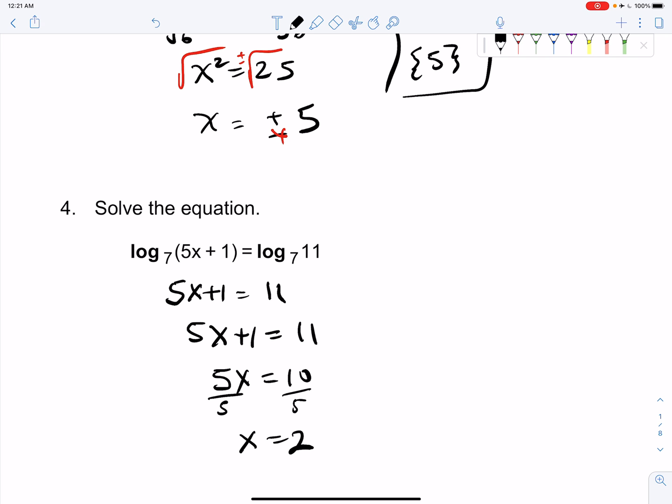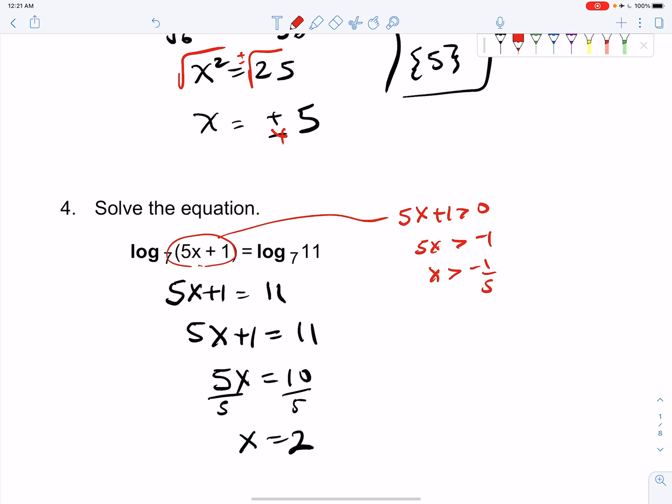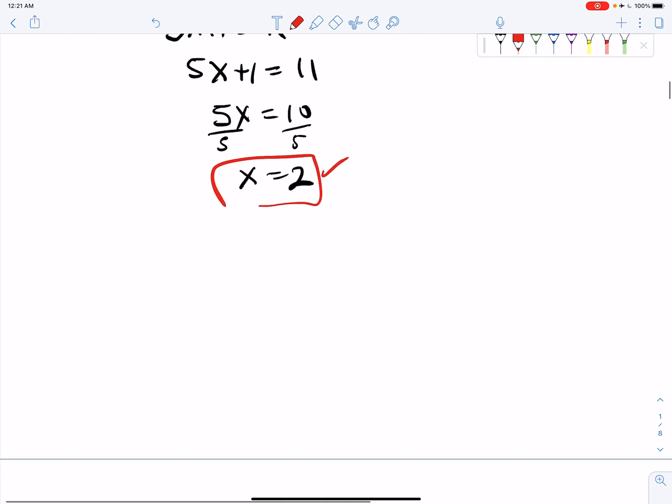Okay. Probably worth taking a peek at what our argument has to be, always checking that domain. So that whole argument, 5x plus 1, must be greater than 0. So if we subtract 1 and we divide by 5, x must be greater than negative 1/5, and it is, so we're good. Moving on to number 5.